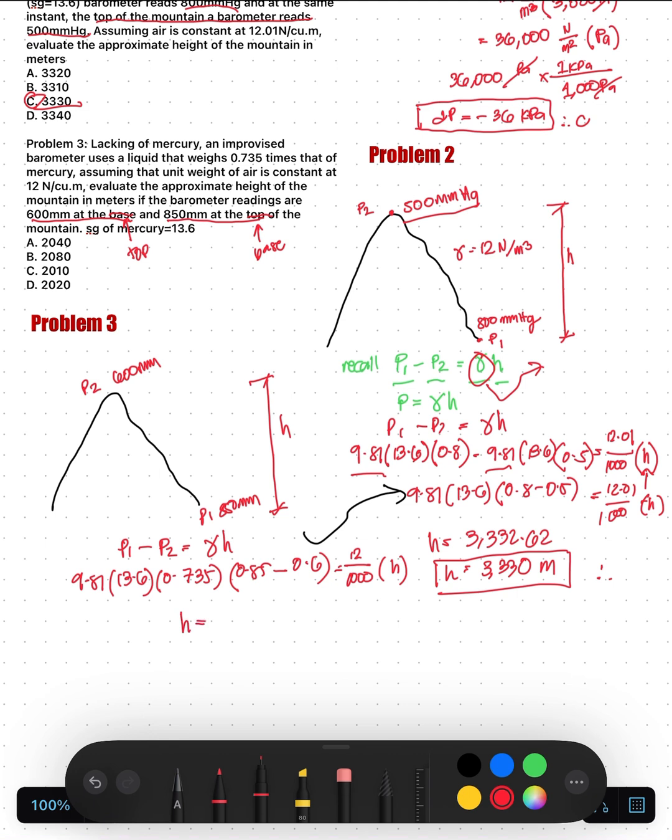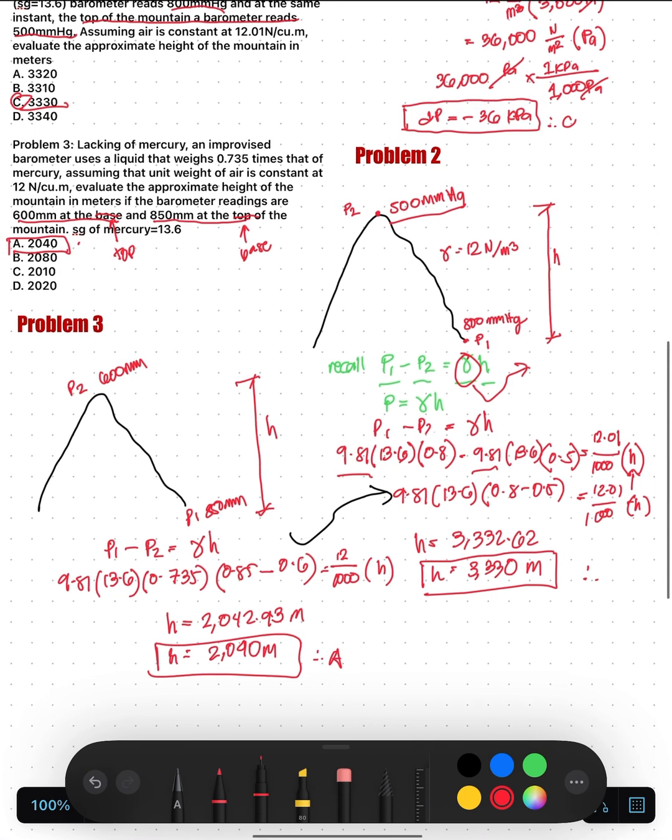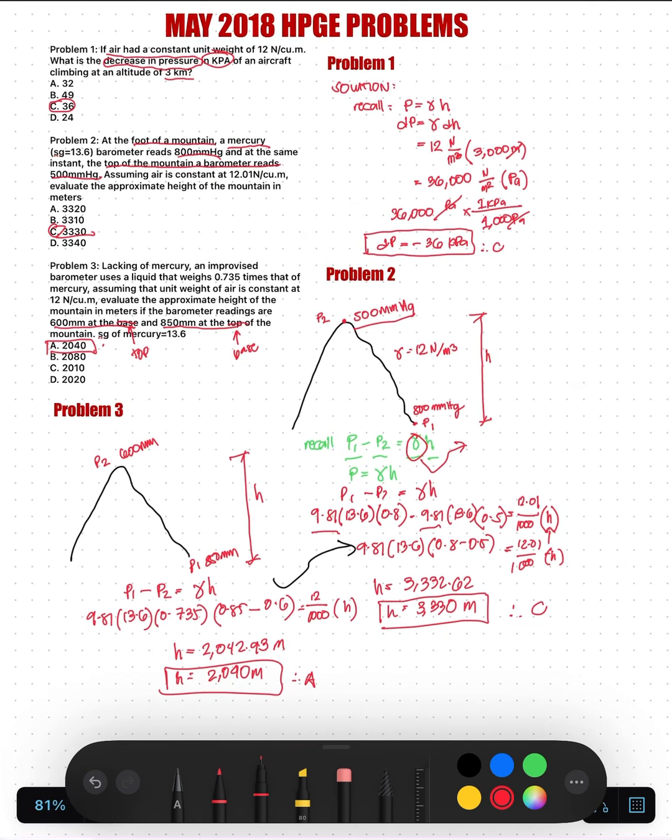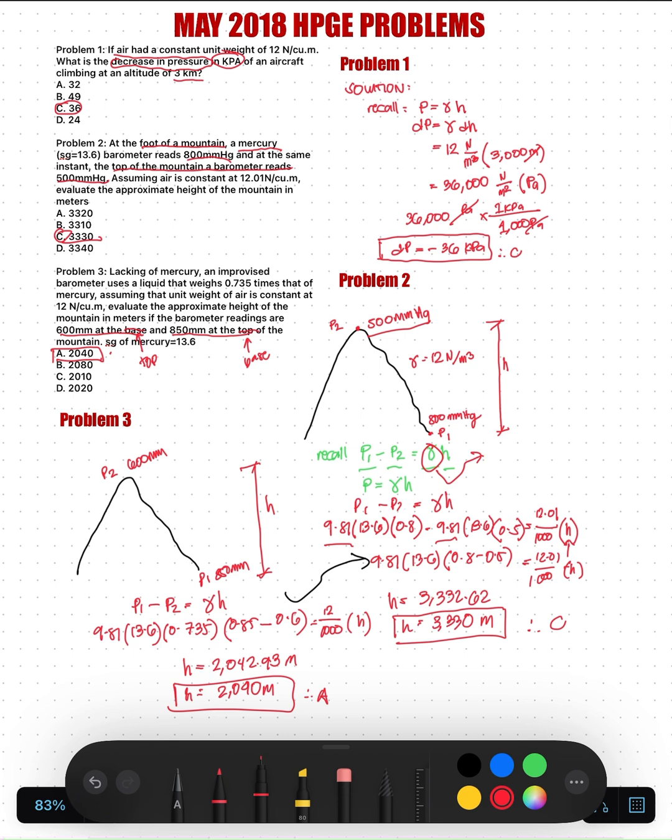Height, therefore, is equal to 9.81 times 13.6 times 0.735 times 0.85 minus 0.6, all over 12 over 1,000. So our final answer is 2,042.93 meters. From the choices, our answer is 2,040 meters, so that is letter A. Problem number 2 is letter C. You can take a screenshot of our final answers. Thank you for listening.